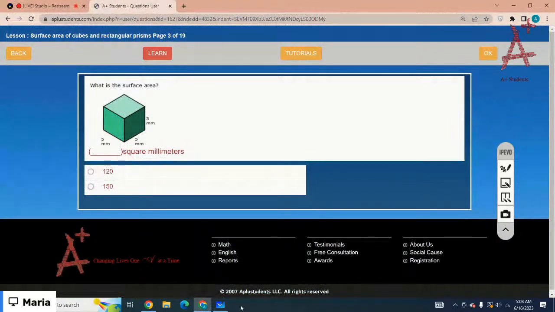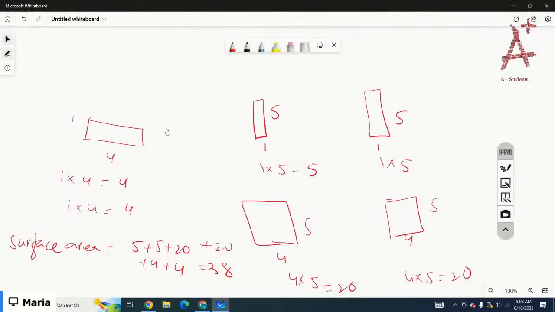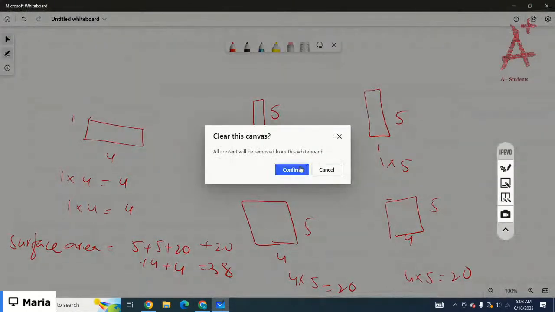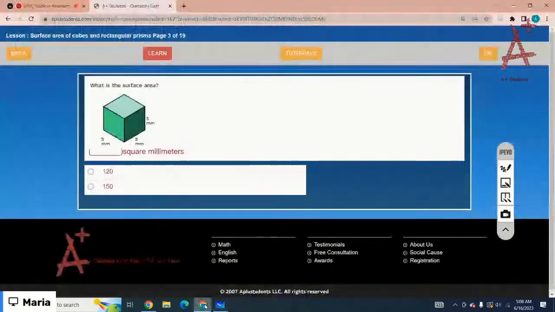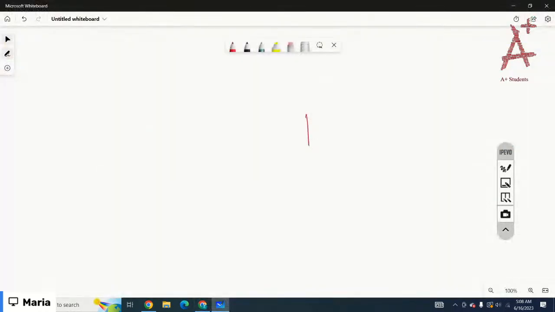Okay, what is the surface area? So again, that would be the cube. For the cube, you have to just calculate the area of one face. And because the cube has 6 faces, you have to multiply it by 6.